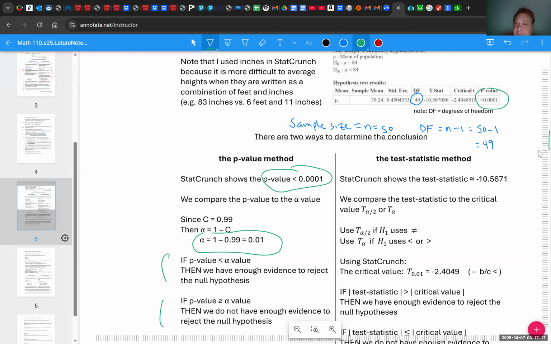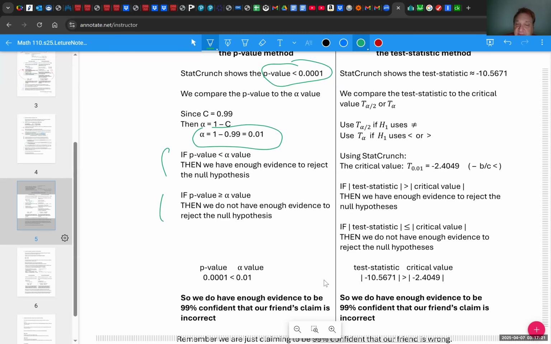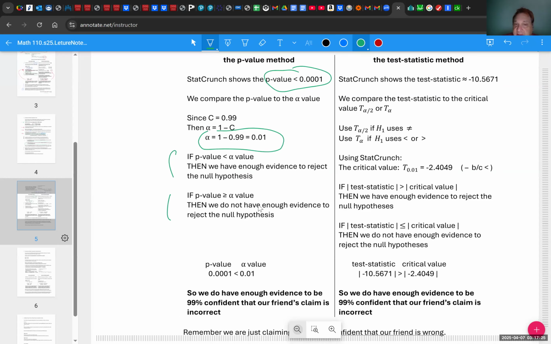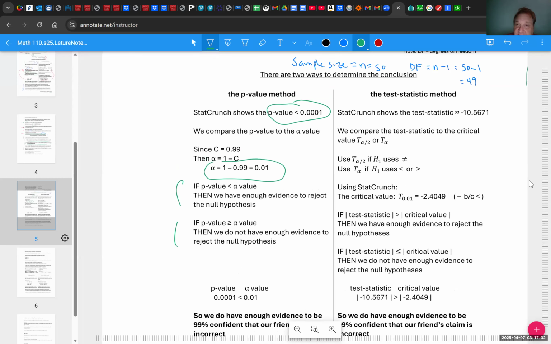In our case, what do we have? We have a p-value of 0.0001. Actually, we have a p-value of less than 0.0001, but I just put it as that. And our alpha value is 1%. So our p-value is less than our alpha value.